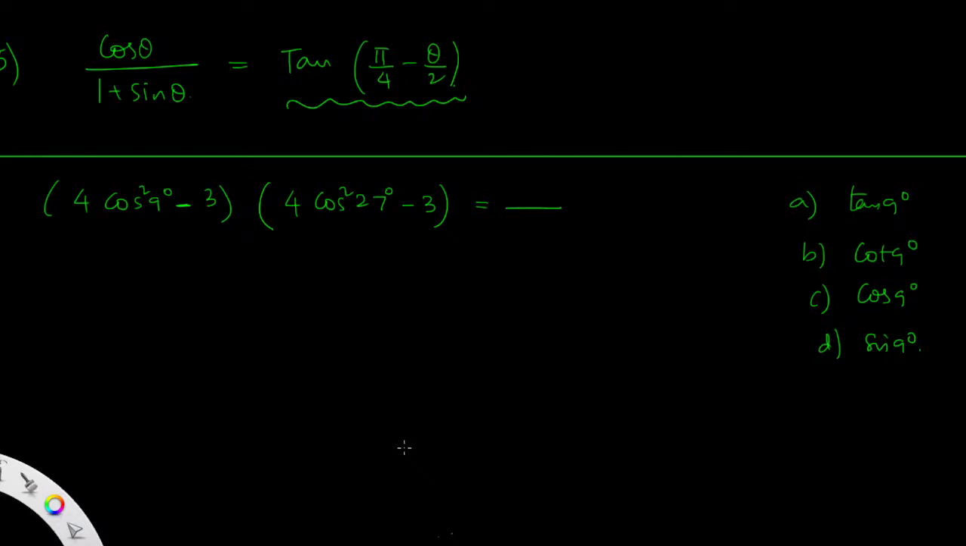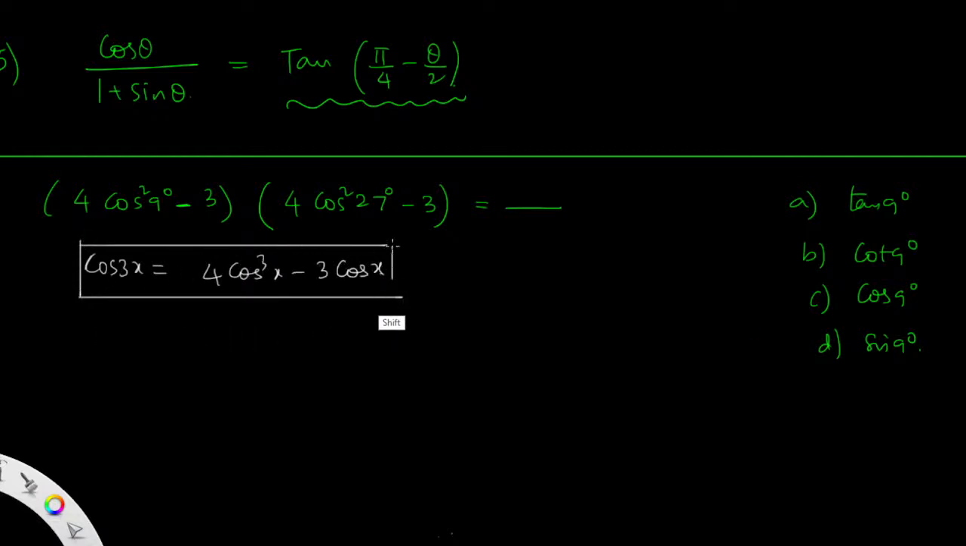Four cos square 9 minus 3 into 4 cos square 27 minus 3. So by observing, which formula is it of the form? It is of the form cos 3a. Okay, I am thinking like that. So that is the formula cos 3a. We know that we have the formula cos 3x equal to 4 cos cube x minus 3 cos x. So that is the formula. It is in the form of this.